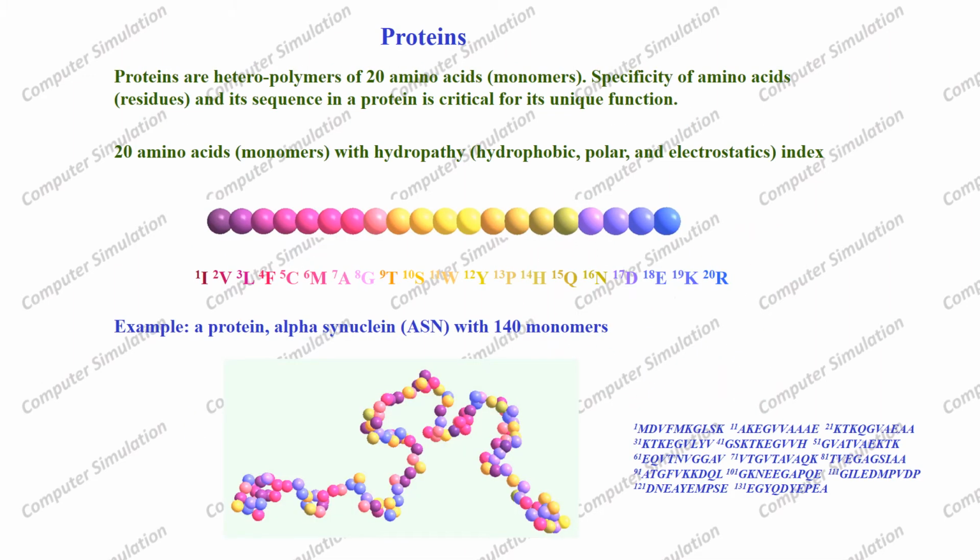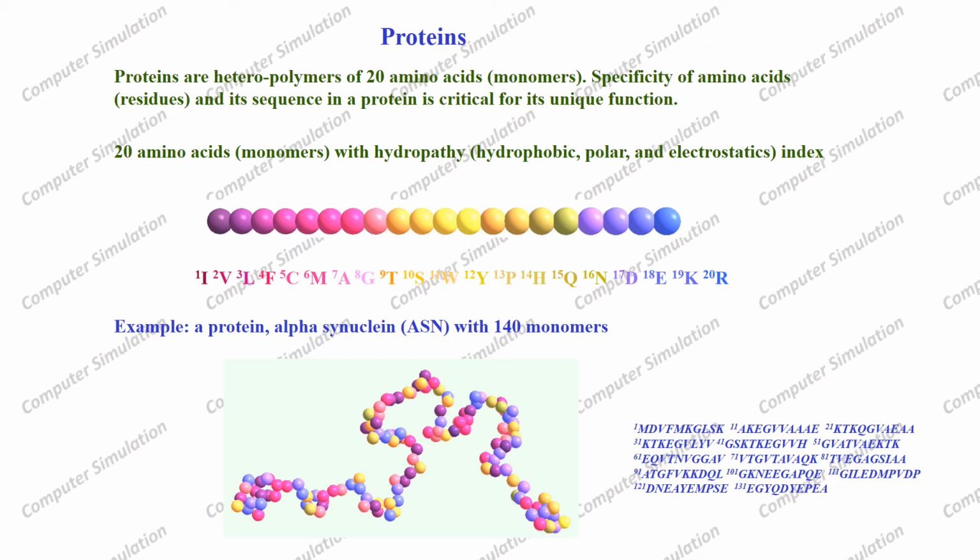Proteins are heteropolymers of 20 amino acids. Specificity of amino acids, residues, and its sequence in a protein is critical for its unique function. Broadly speaking, based on hydropathy index, 8 amino acids are hydrophobic, 8 are polar, and 4 are electrostatic.